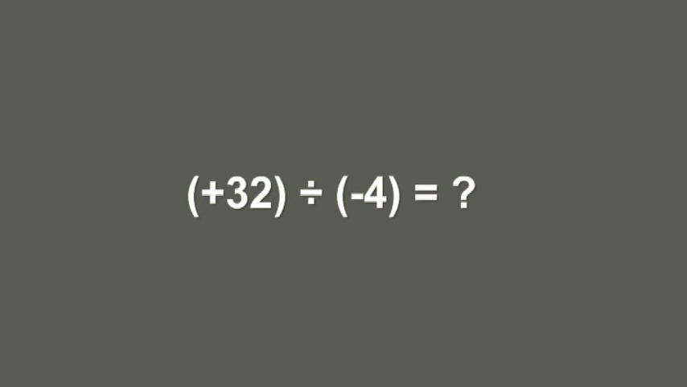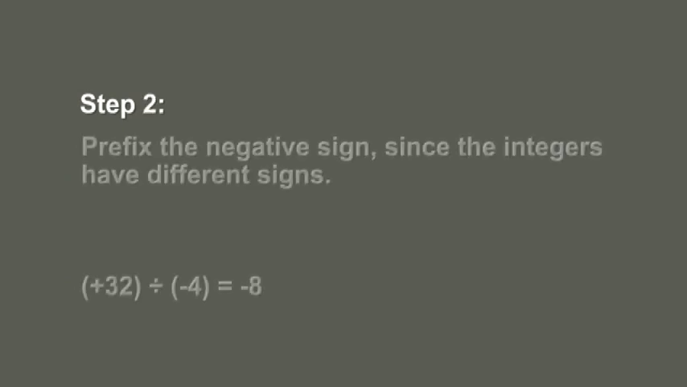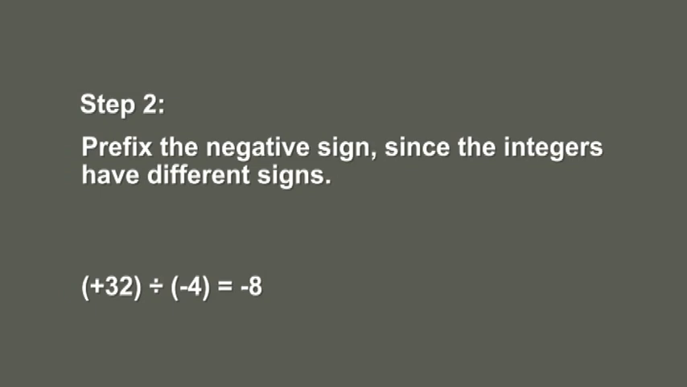Let's look at another example. Try this with me. Positive 32 divided by negative 4 equals what? Step 1, 32 divided by 4 equals 8. Step 2, positive 32 divided by negative 4 equals negative 8. Got it? Great! If not, practice some more with the examples in the matching lesson when you log into your LMS account. Have your instructional manager check your answers.